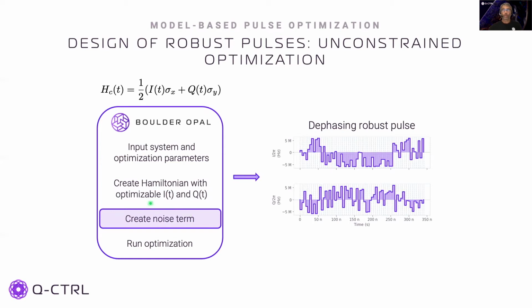If you want to generate a robust pulse against a specific noise source, you add this term as well and you are ready to run the optimization. The outcome of the optimization is a piecewise constant pulse, as the one shown on the right. This one, in particular, is a pi pulse created to be robust against dephasing. With this pulse at hand, we are now ready to implement it in the hardware.